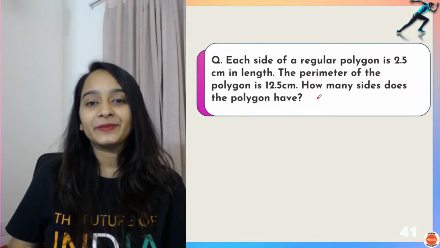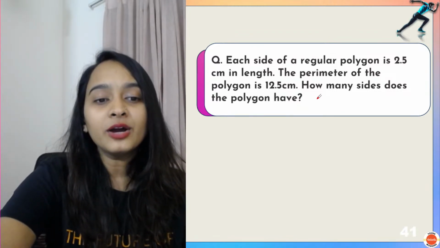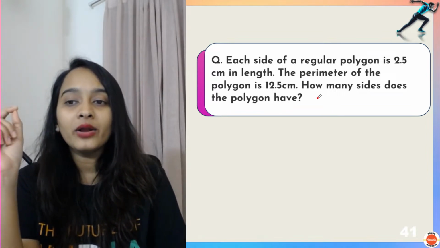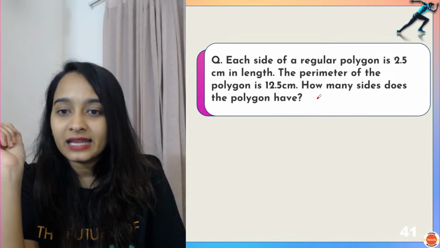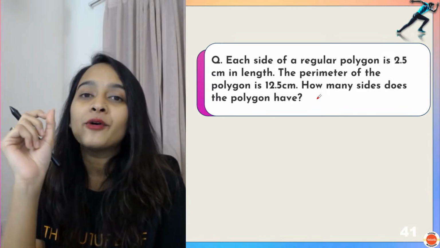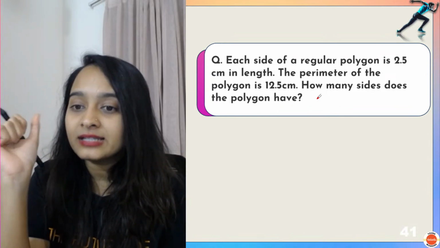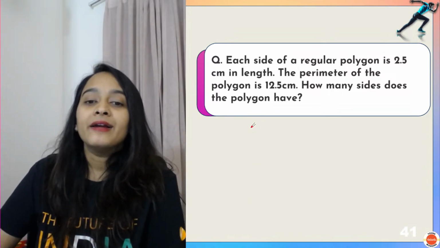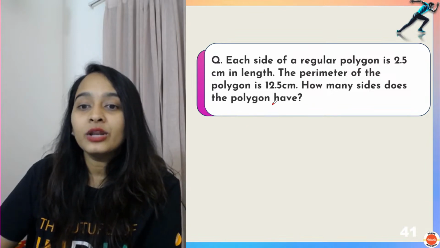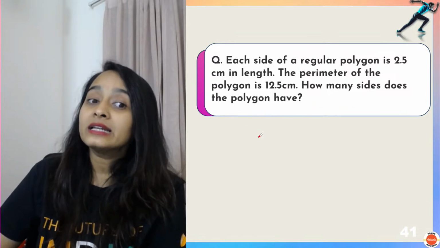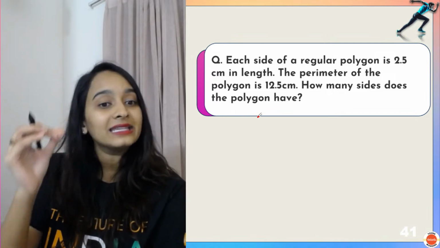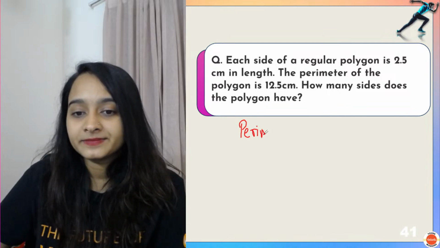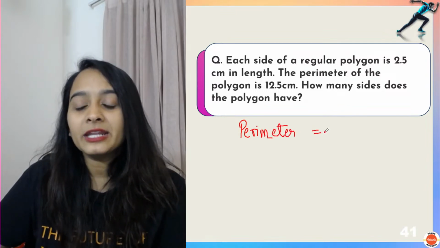The next question. Each side of a regular polygon is 2.5 centimeters in length. If the perimeter of the polygon is 12.5 centimeters, how many sides does the polygon have? Now, perimeter of a regular polygon. So, what about a regular polygon here? All the sides are equal to each other. So, what would be the perimeter?